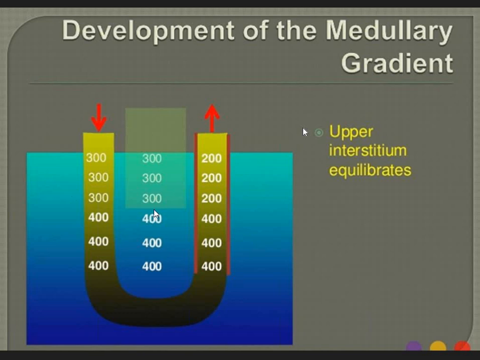Again comes the role of water being diffused from the descending limb, equalizing the osmolarity of the tubule and the interstitium. Now the water constantly diffuses out till it equilibrates with the osmolarity of the medullary interstitium. So we can see that this portion of medullary interstitium becomes the same as this, and similarly here. So the upper portion becomes 300 milliosmoles, the lower portion becomes 400 milliosmoles.